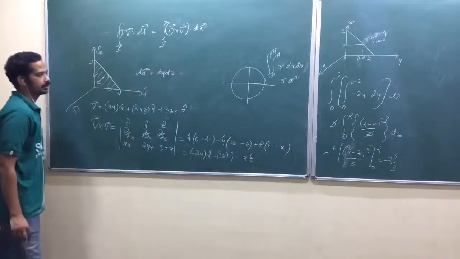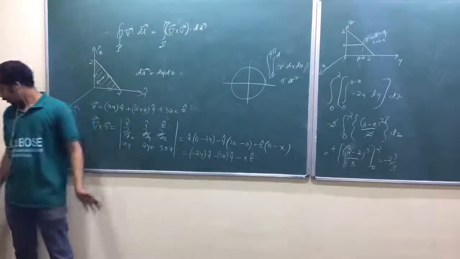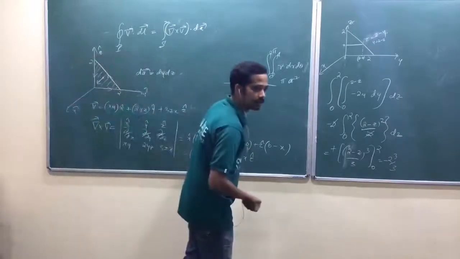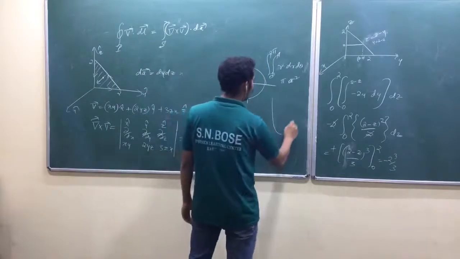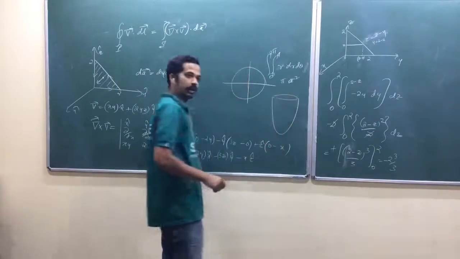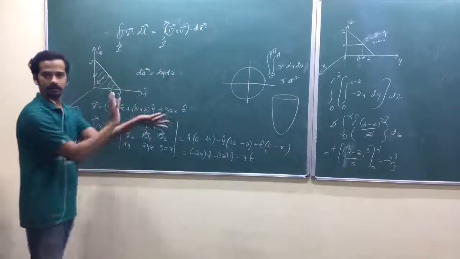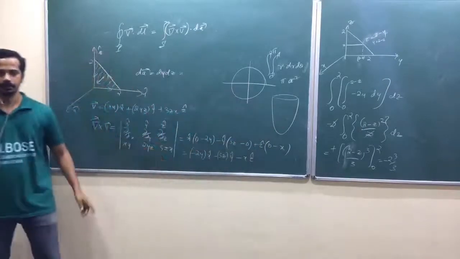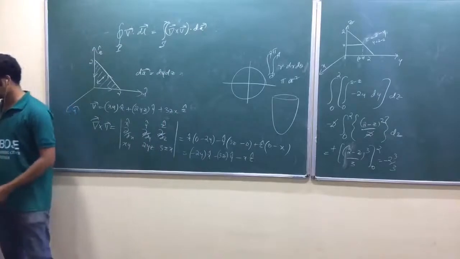Is that okay? Now, any sphere you have to go for spherical polar coordinate. Any cone you have to go for cylindrical coordinate. Any bowl you have to go for cylindrical coordinate. Why? When you rotate that one about z axis, it will be symmetrical. Am I right? So just remember that fact. Okay.